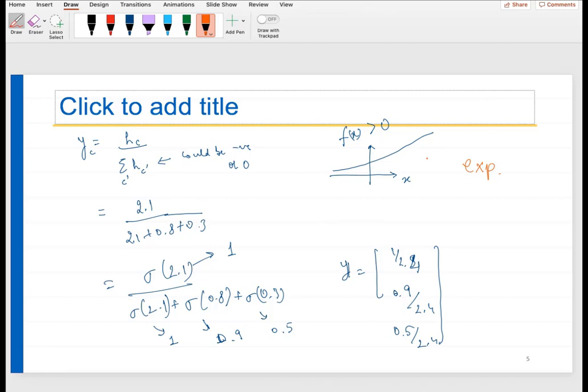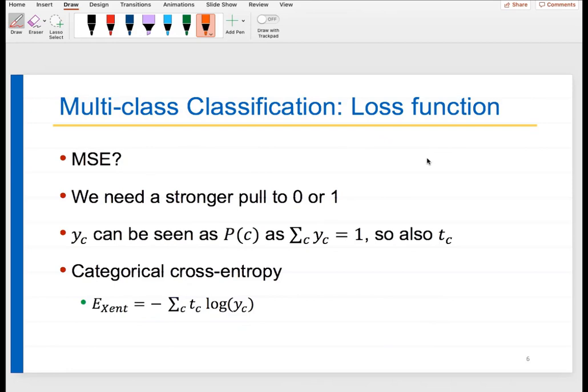If something is 2.1 versus 0.8, the difference is 1.3. But if you take the exponential, the difference between the exponentials will be much, much larger than simply 1.3. That is why it will very well resemble the argmax function. So just remember, anytime you want to exaggerate the differences, use an exponential function. And if you want to suppress the differences, you will use a sigmoid or logarithm. So logarithm also suppresses the differences. Okay. Now we have found out the nonlinearity.